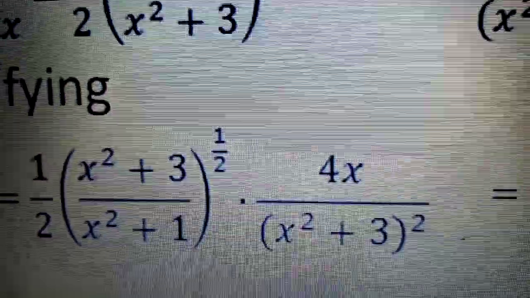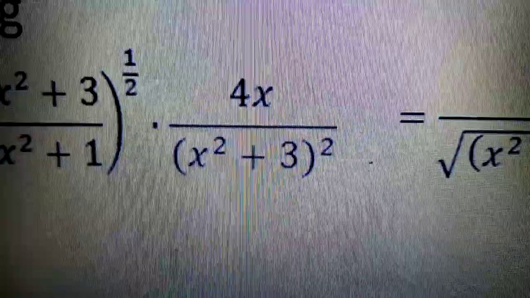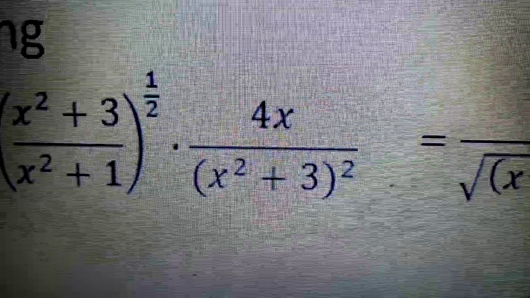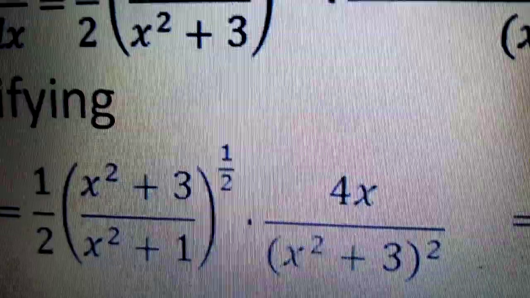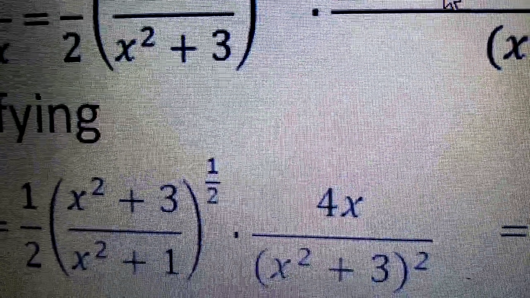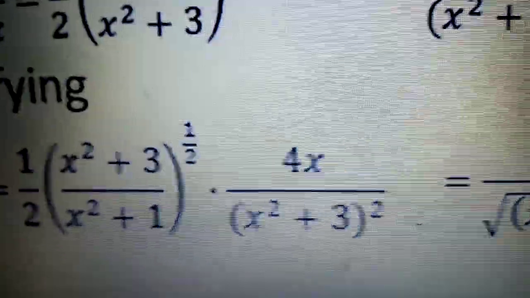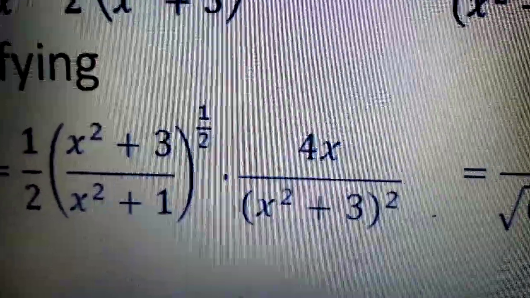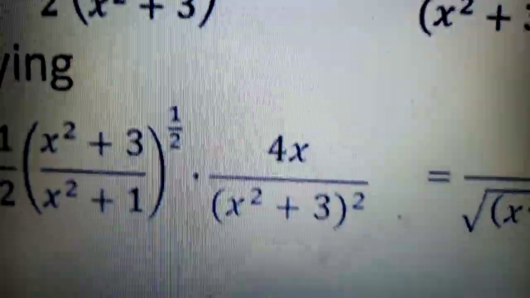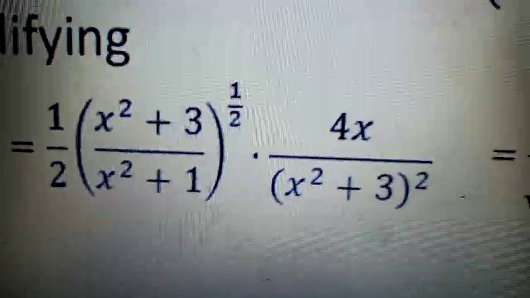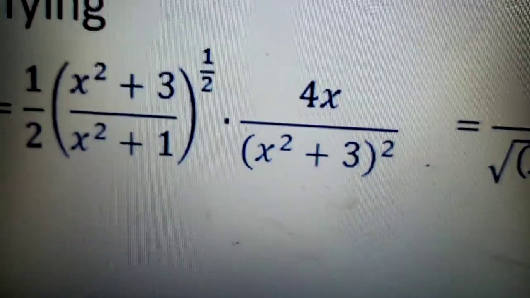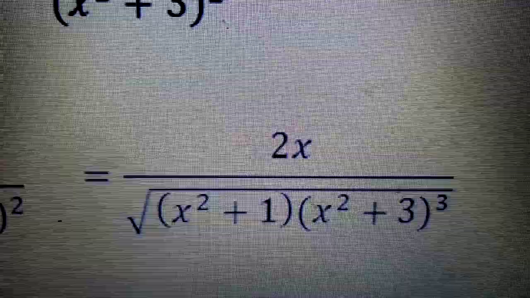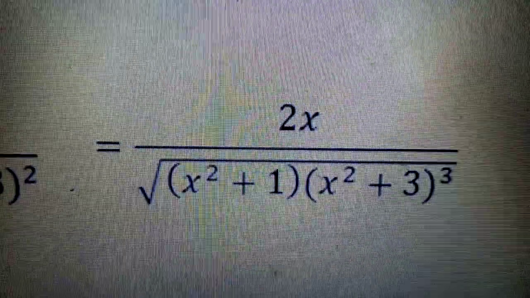Then x squared plus 3 is common here, and x squared plus 1 is also here. The x squared plus 3 has the power of 2, but since it is divided, it's minus 2. And x squared plus 1 here has the power of half. We can use the law of indices and subtract the powers. Half minus 2 gives us minus 3 over 2. And x squared plus 1 raised to power half, since it's divided, means square root. So the final result will be 2x all over square root of x squared plus 1.